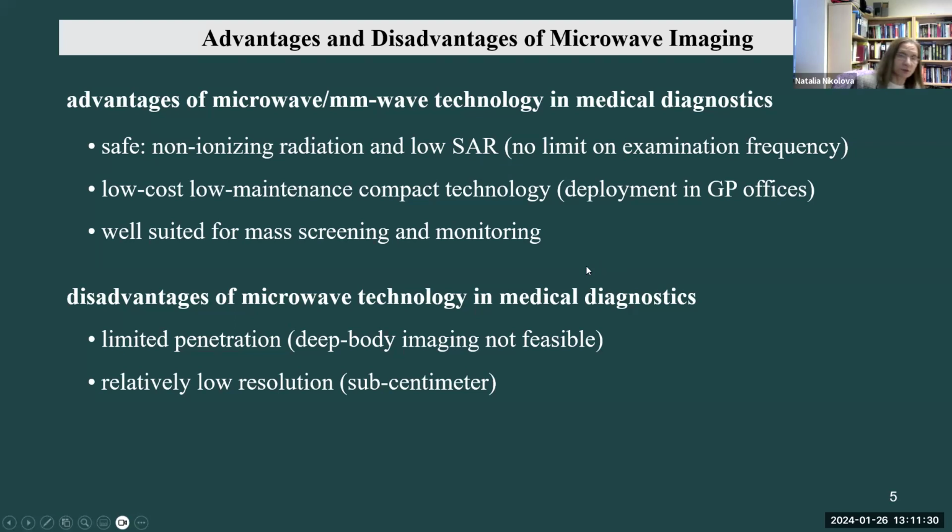The disadvantages, of course, compared to MRI and CT X-ray computed tomography, is the limited penetration. Deep body imaging is not feasible, such as cancers in kidneys or liver. That's impossible, at least now. And the relatively low resolution, which is, as we mentioned, only sub-centimeter resolution. If you compare this with the sub-millimeter resolution of CT scans or the millimeter resolution of MRI, obviously we cannot compete with those. However, for the purposes of screening and monitoring, such high resolution is not necessary.